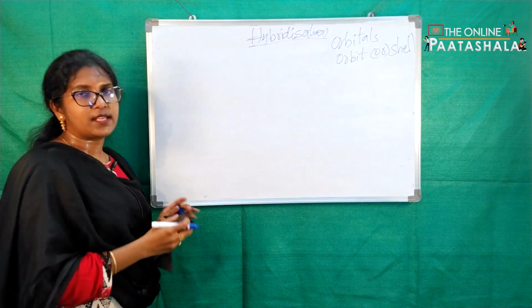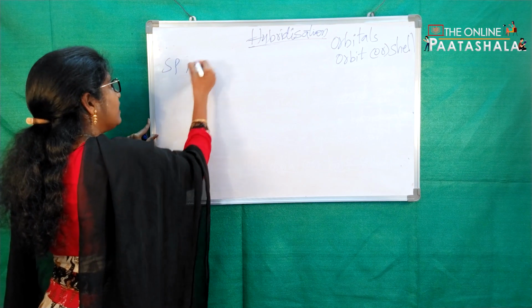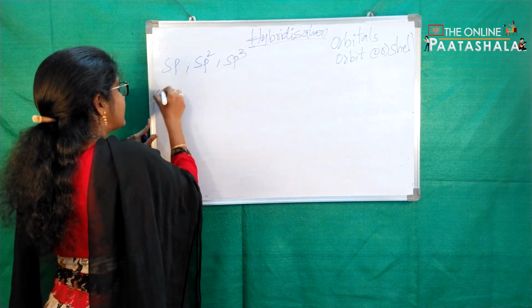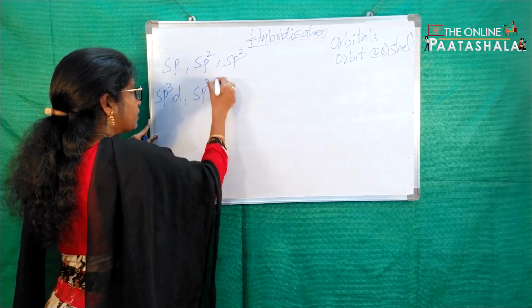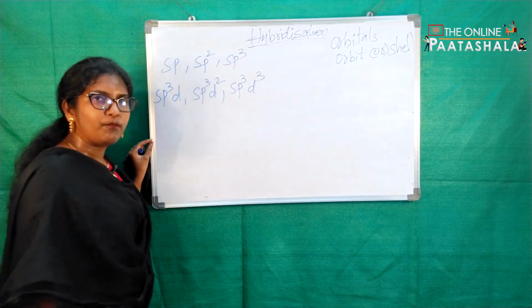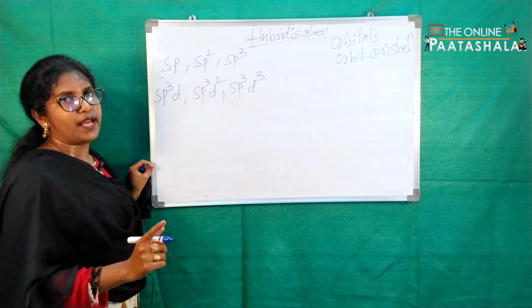In hybridization you have different types. Those are sp, sp2, sp3, sp3d, sp3d2, sp3d3. These are the different types of hybridization.